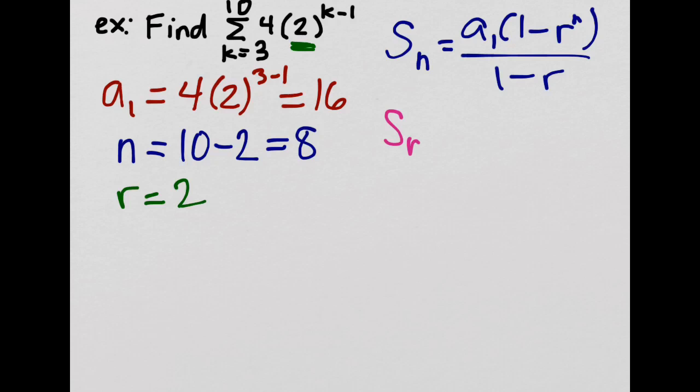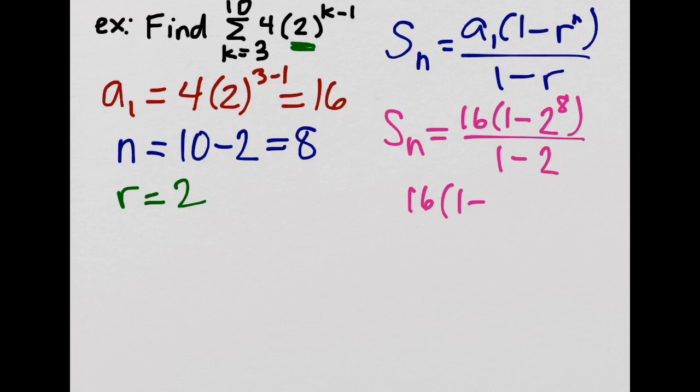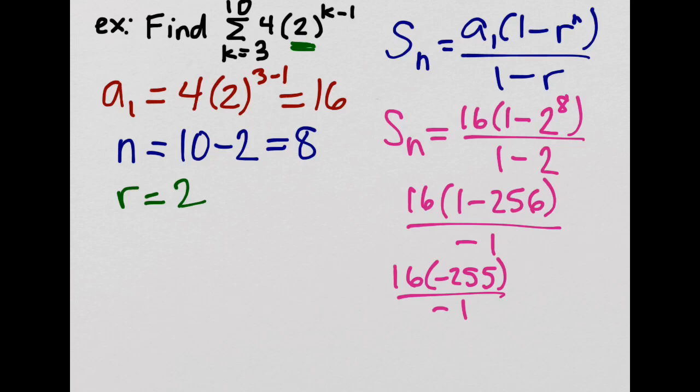Okay, let's plug those in and see what we get for our sum. So we'll get S of n is equal to 16 times 1 minus 2 to the 8th all over 1 minus 2. So that is 16 times 1 minus, let's see, 2 to the 8th. That is 256. All over 1 minus 2 is negative 1. 1 minus 256 is negative 255. That's all over negative 1. And that gives us negative 4080 over negative 1. So that means that our answer is 4080. Open that. That looked like a 6, so I'm going to rewrite that.